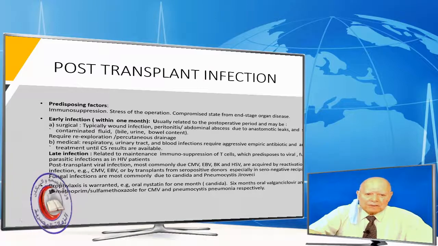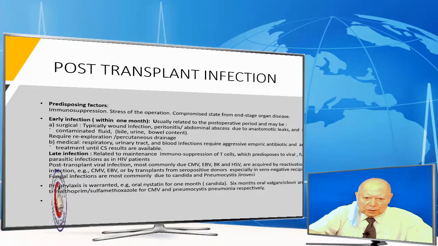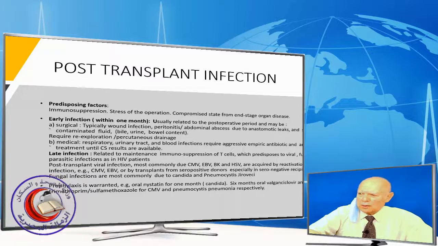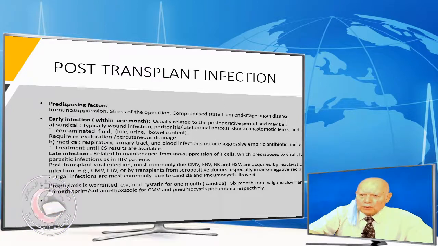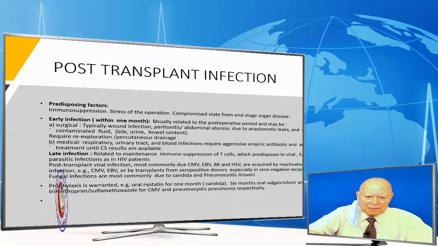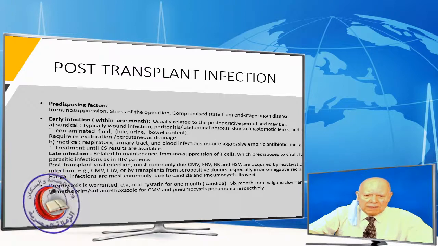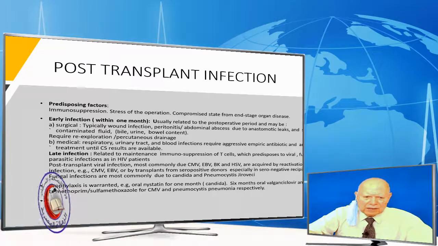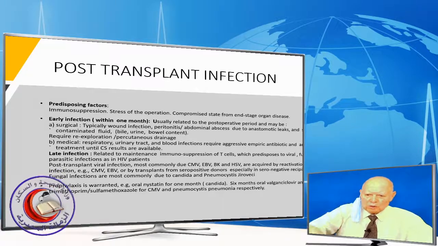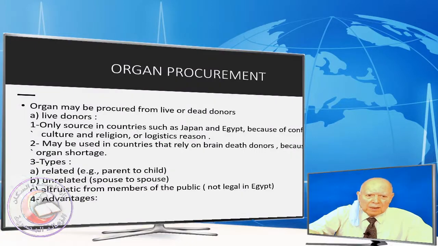Post-transplant infection, predisposing factors are immunosuppression. Early infections within 1 month are like ordinary post-operative infection. Late infections are related to maintenance immunosuppression of T cells which predisposes to viral, fungal, and parasitic infection. It is important to use prophylaxis such as oral nystatin for 1 month for Candida, 6 months oral valganciclovir and trimethoprim-sulfamethoxazole for cytomegalovirus and pneumocystis pneumonia respectively.